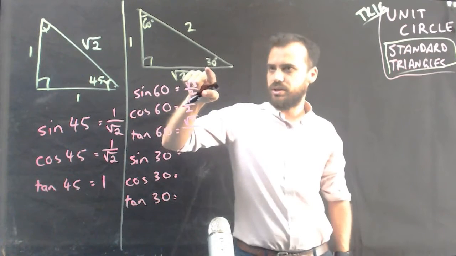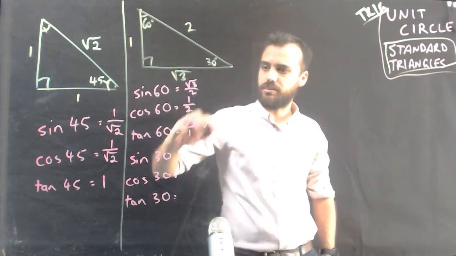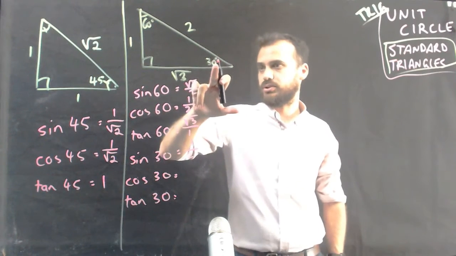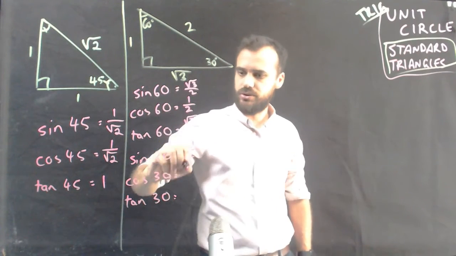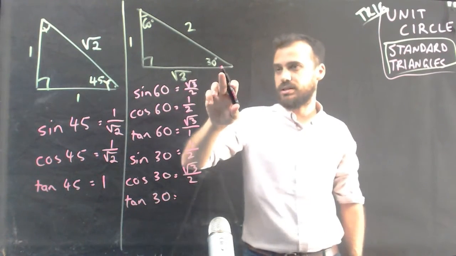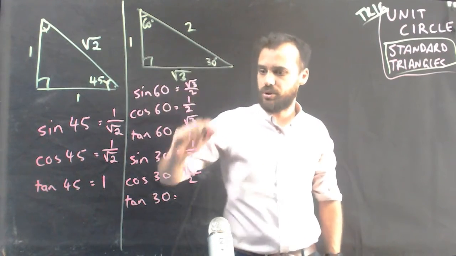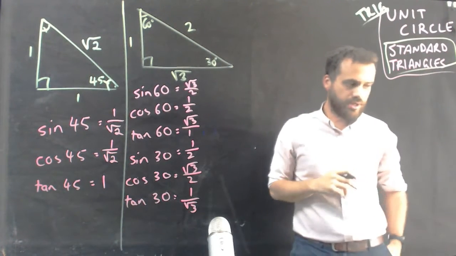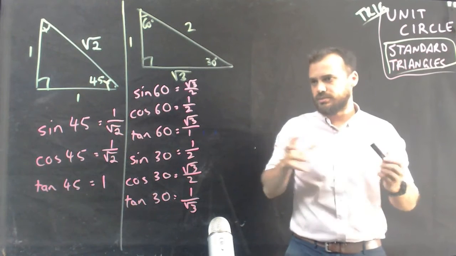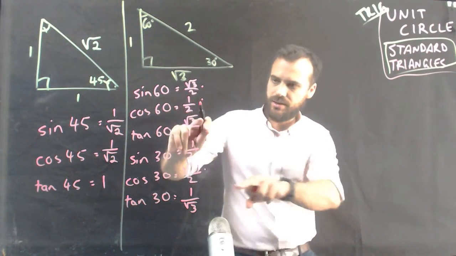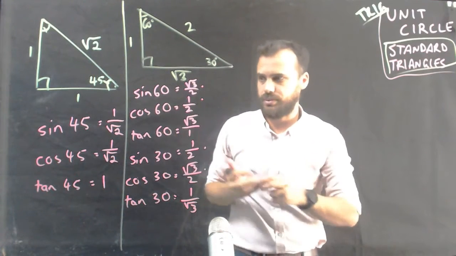Now, sine 30 is equal to opposite over hypotenuse, 1 on 2. Cos 30 is equal to adjacent on hypotenuse, root 3 on 2. And tan 30 is equal to opposite over adjacent, 1 on root 3. Okay, so you should see some similarities here, this and this, this and this, and then these look similar, but they're just flipped upside down.